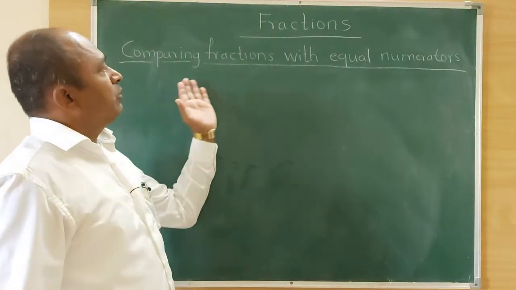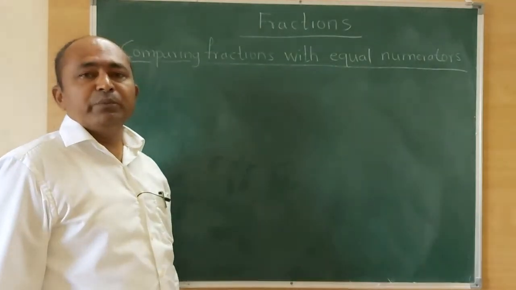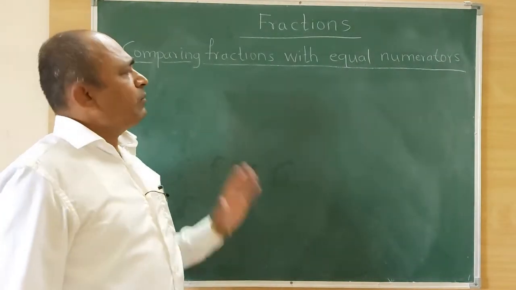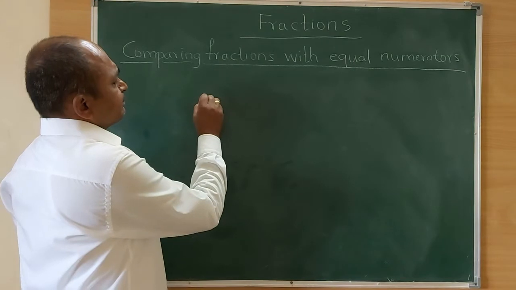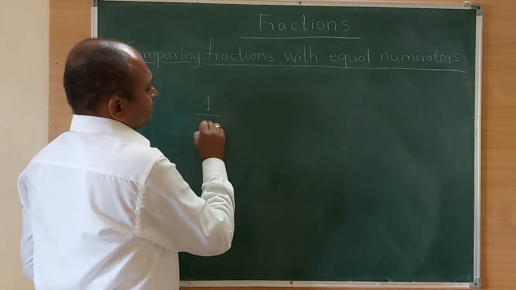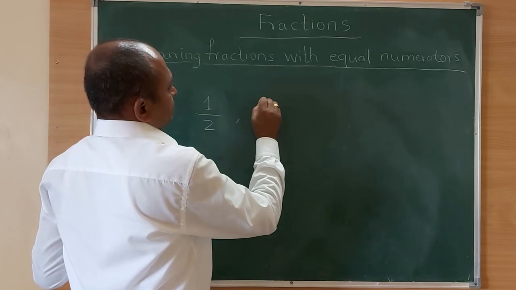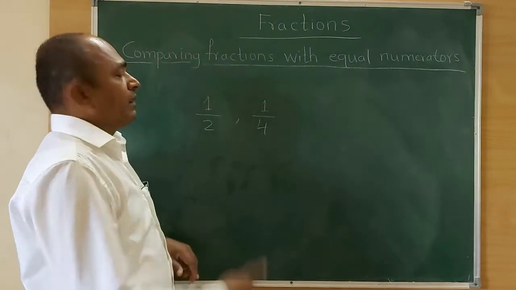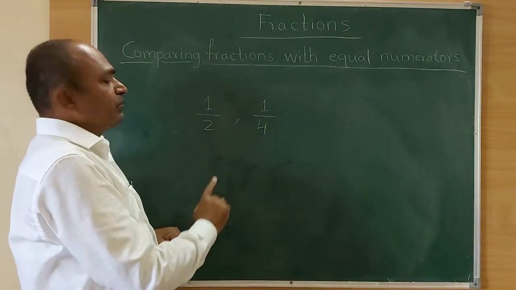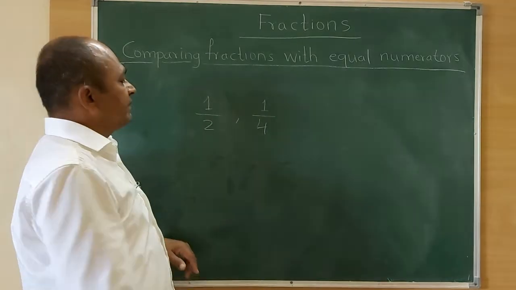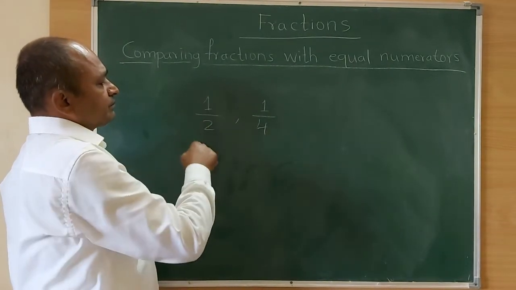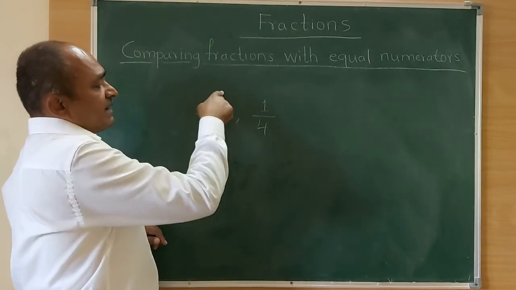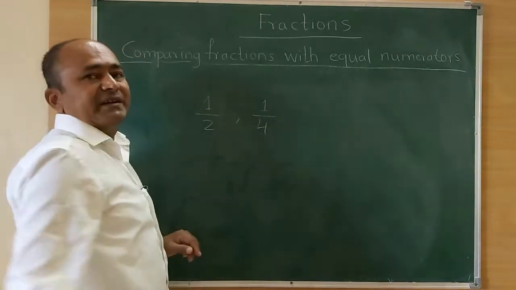Now we will learn how to compare fractions with equal numerators. Their denominators are different, but their numerators are equal. Here the numerator is 1, here also the numerator is 1, but the denominators are different. You know that 1 upon 2 means half. Is half greater or is 1 upon 4 greater?